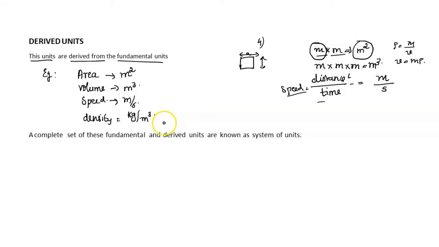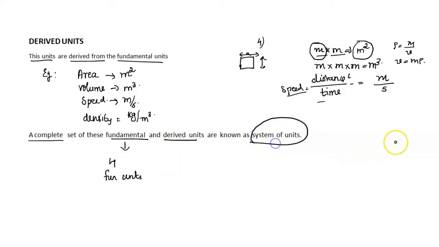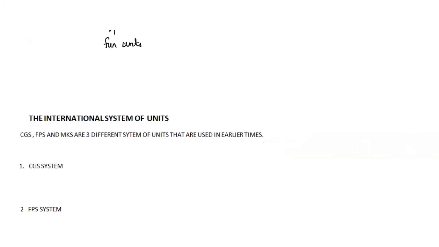A complete set of these units, both fundamental and derived units, is known as a system of units. That is, a complete set of fundamental units, that is 4 fundamental units, and derived units, which are derived from the 4 fundamental units, is known as a system of units.